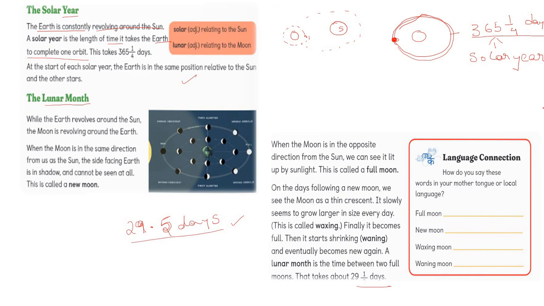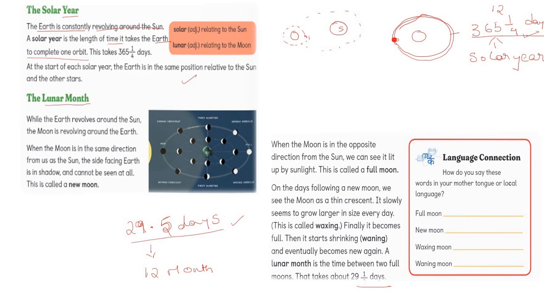Based on these two concepts, solar year and lunar month, various types of calendars are formed. Some people have taken 365 1/4 days as a year and divided these days among 12 months. Some people have taken 29.5 days as a month and prepared a 12-month calendar. So depending upon these two, several types of calendars are formed.